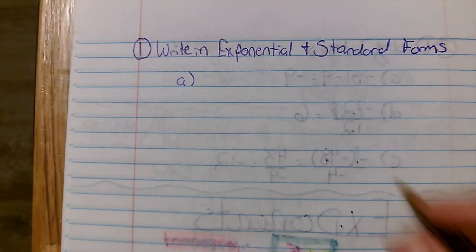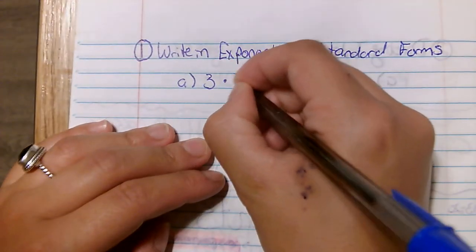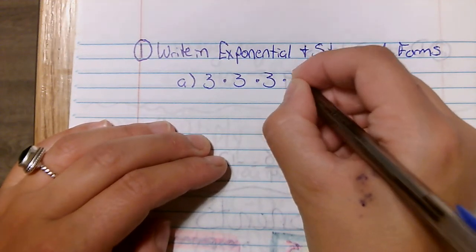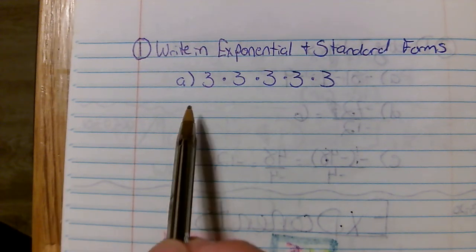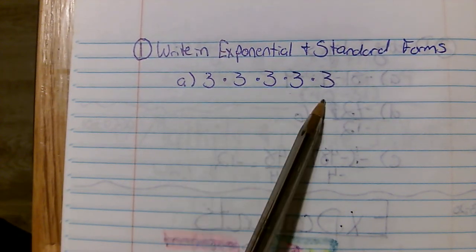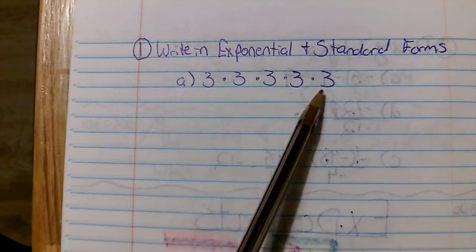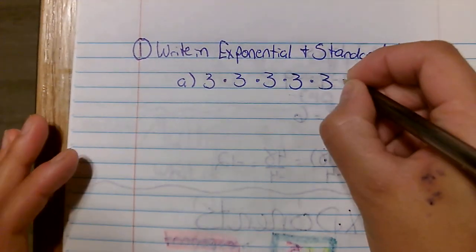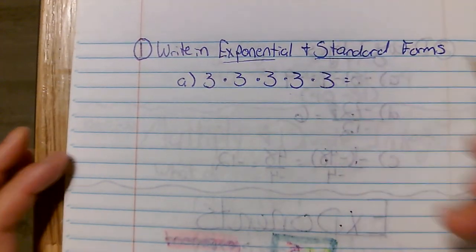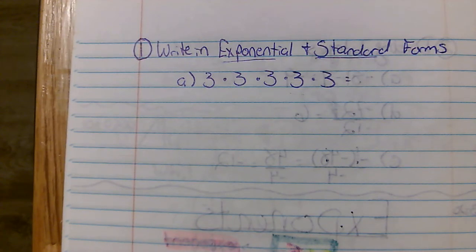So let me write this out. 3 times 3 times 3 times 3 times 3. Okay. So I already have it in one of my forms. This is factored form. Alright, I can see the base number, and I can see how many times it's being multiplied by itself. What I want to do is write it in my other 2 forms, exponential and standard. So when you're writing it in exponential form, you're only going to have 2 numbers. You're going to have the base number, and however many times you multiplied it by itself. That would be your exponent.